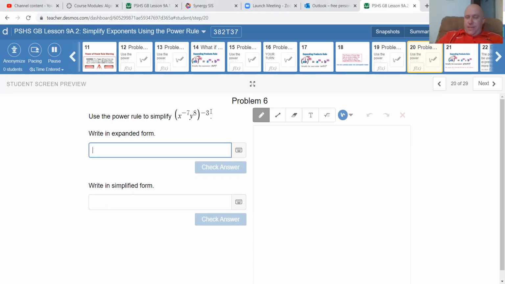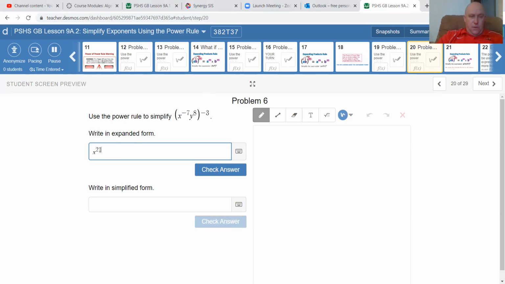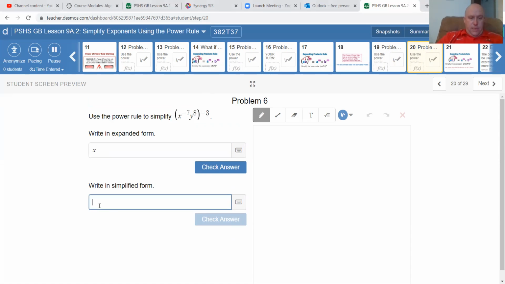Same idea. We could write this out 3 times and then do the reciprocal. Let me show you the other way we can do this question. We can use the power to the power rule if we prefer. So -7 times -3 is 21. Actually, I'm just going to go ahead and write the answer straight down here then. And 8 times -3 is -24.